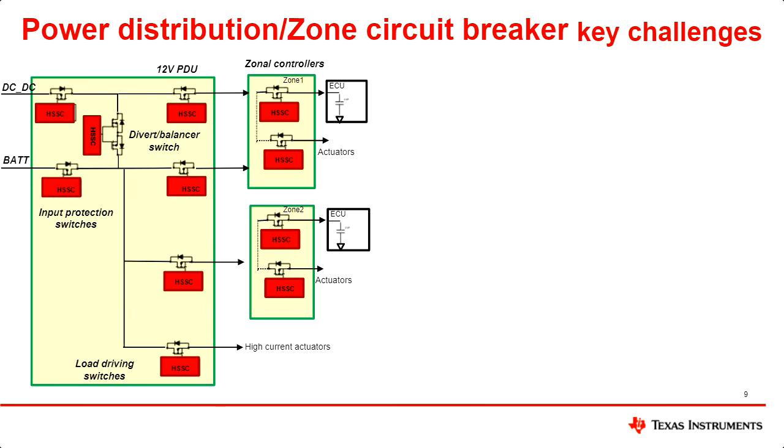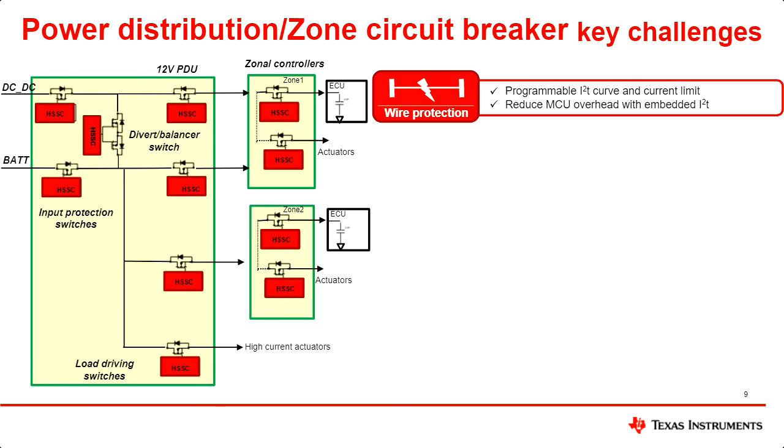Now coming to the power distribution box. As we are directly replacing the melting fuse here, the challenge is that the device has to have an integrated I squared T protection, which is programmable over, let's say, an SPI interface, or it can be programmed using some passive components.